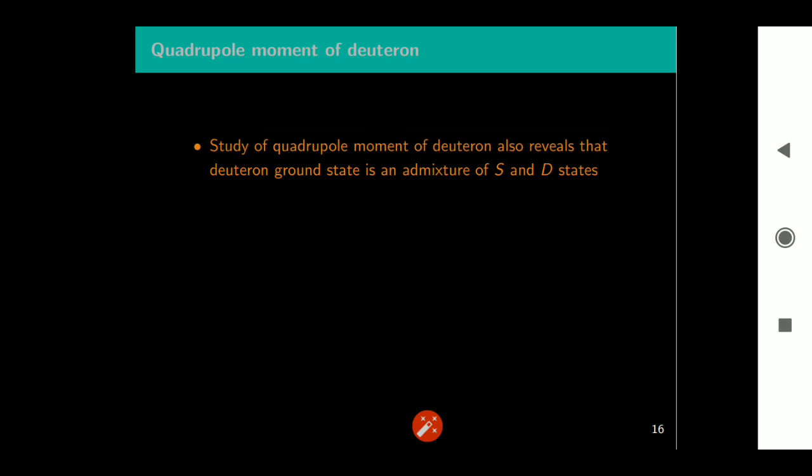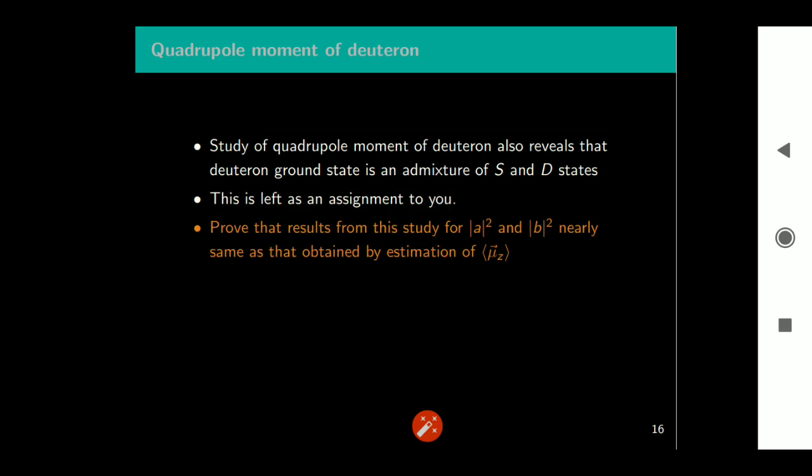So this I am leaving as an assignment to you. Just prove that from this study, the values of modulus A square and modulus B square that you obtain are nearly the same as what you obtain from the estimation of the magnetic moment of deuteron. So I am leaving you an assignment. You do that. A simple calculation, just follow the mathematics.